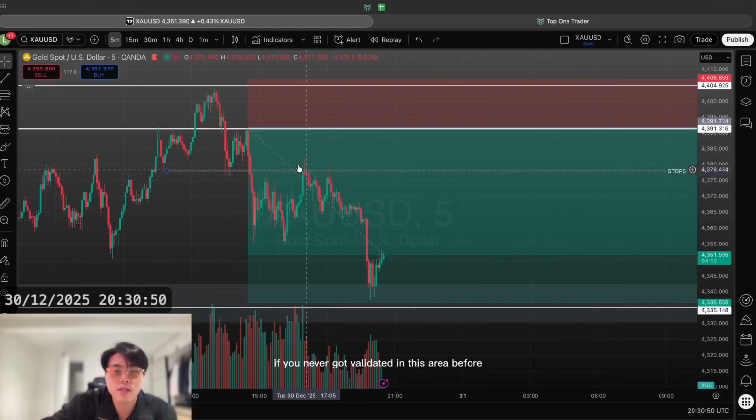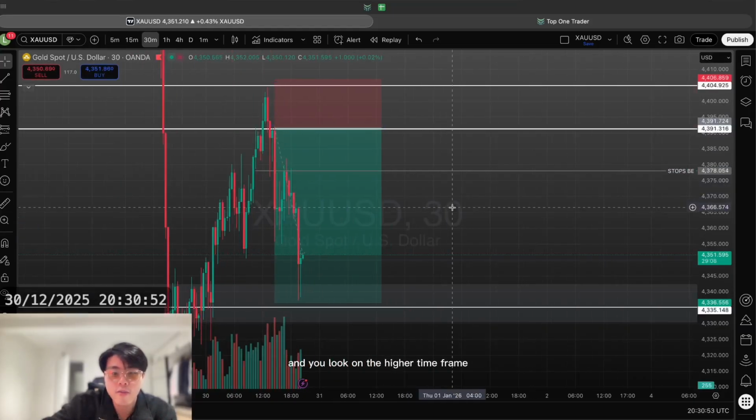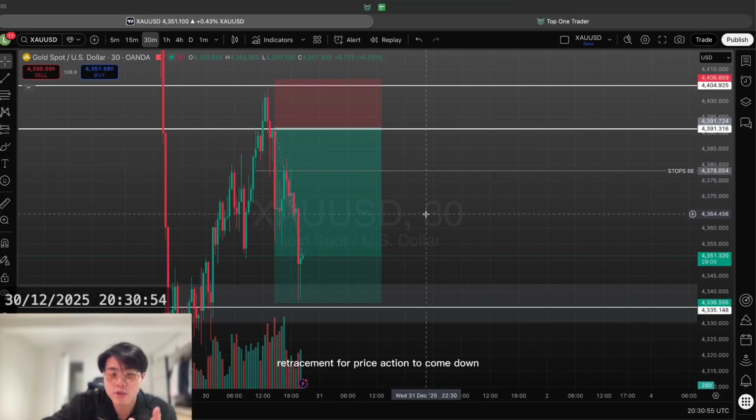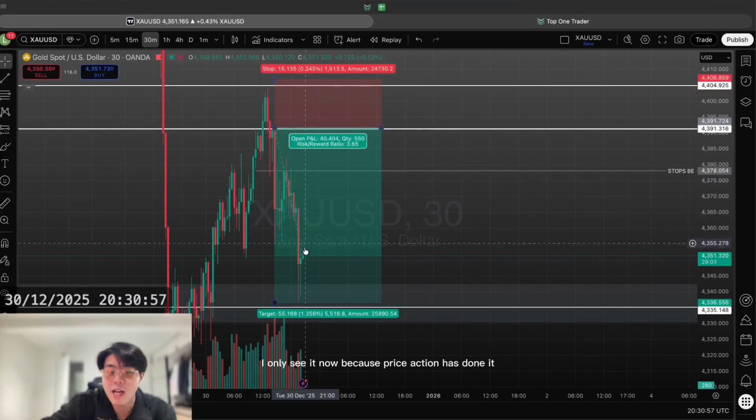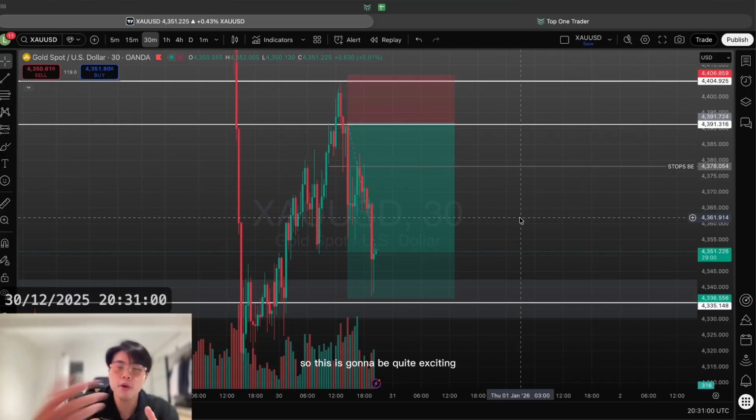If you never got validated in this area before and you look on the higher time frame, this is actually technically still bearish retracement for price action to come down. I only see it now because price action has done it. So this is going to be quite exciting. If I go Saturday, Sunday recap, we're doing a backtest session and we review this whole trade again, where we cut off price action at a given area. Can we identify the same thing?